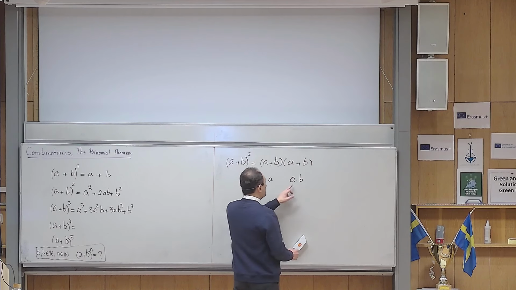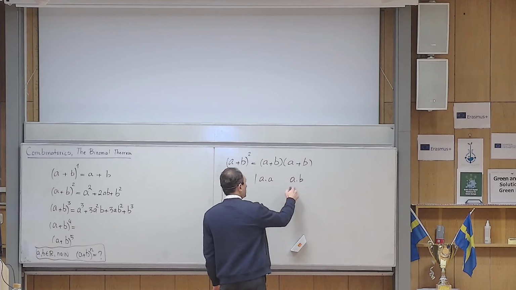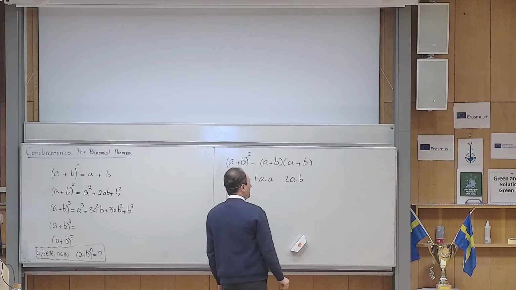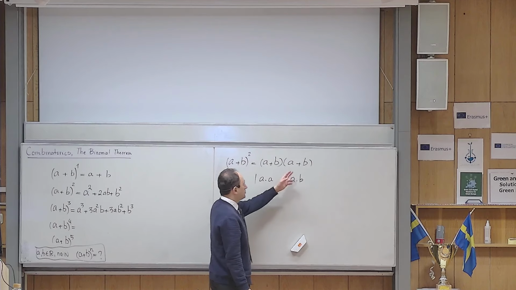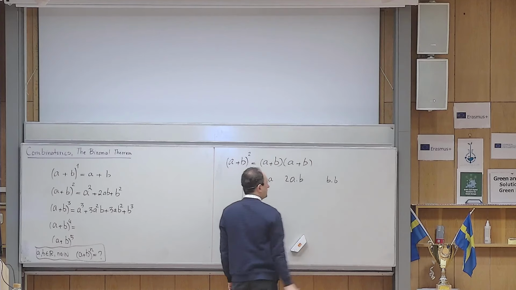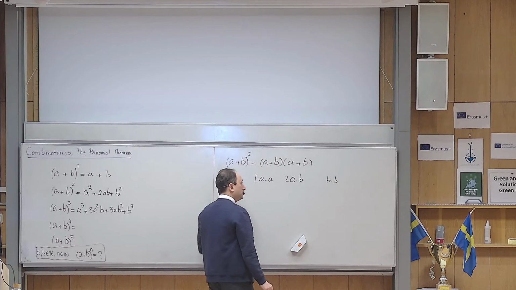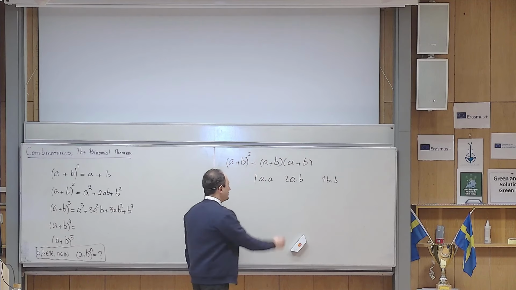So I will have two of them here. This means that I have only one of them. I will have two of them. And then the other scenario is that I choose B from here, I choose B from there, and it gives me B times B. And how many ways can I construct B times B? Only one way. Okay, so that is the reason.